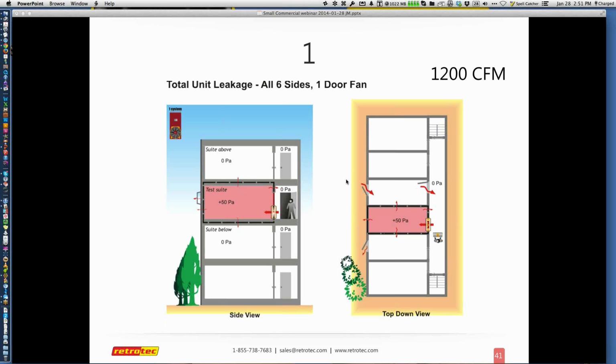If I can use those adjoining areas with an additional blower door, now I can make some conclusions as to where my leakage is directly from my unit to outside, or how much I am leaking to adjacent units. So when I just did the single unit that I have, it was leaking 1,200 CFM based upon this single blower door test.